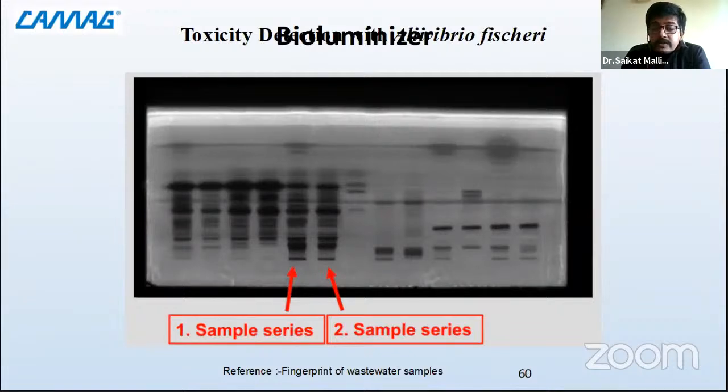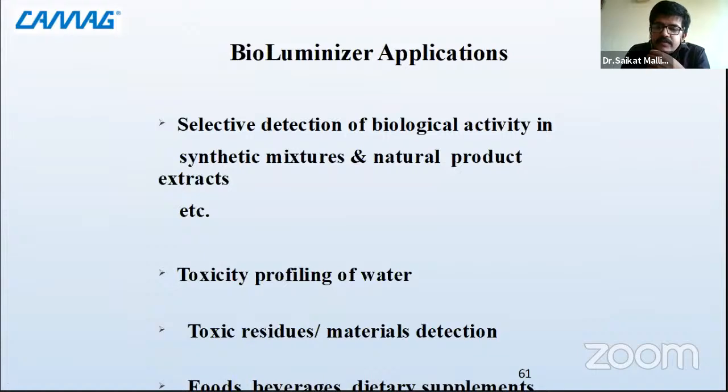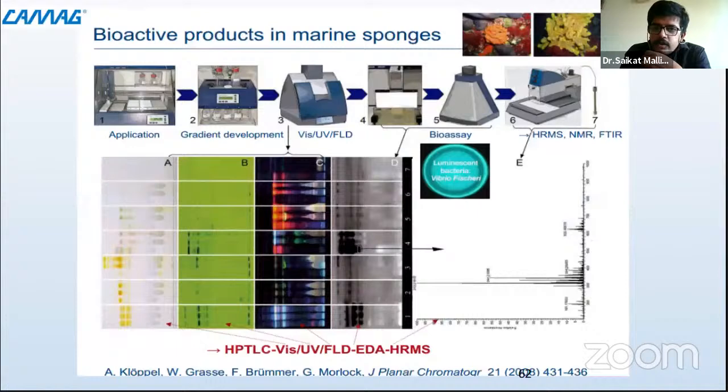This is about the bioluminizer, where this bacteria possesses fluorescence. That is, when it is alive, it gives fluorescence. When it is dead, it becomes dark. So here, when you see that these samples react with this bacterial solution, they tend to die. The bacteria die, and that is why these dark spots are established. Whereas where there is no dark spot, it tells that the bacteria is alive. So it helps you understand whether it has bioactivity for toxicity.